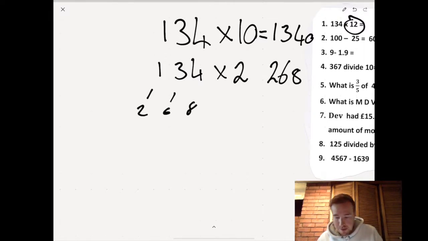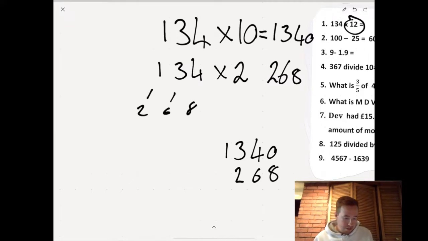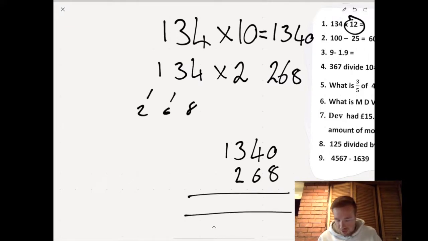268, and then you're going to add them. So you've got 1,340, add 268, place value column addition: 8, 6 and 4 is 10, carry the 1, 6, there you go, 1,608 is the answer for that one. Okay.